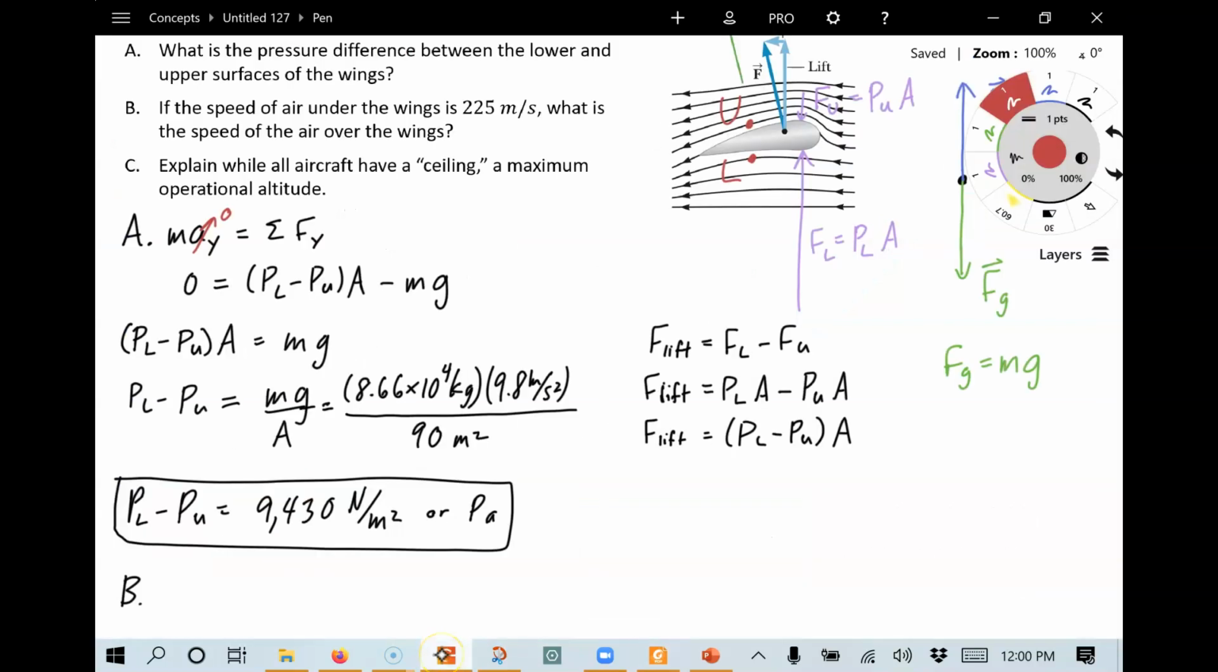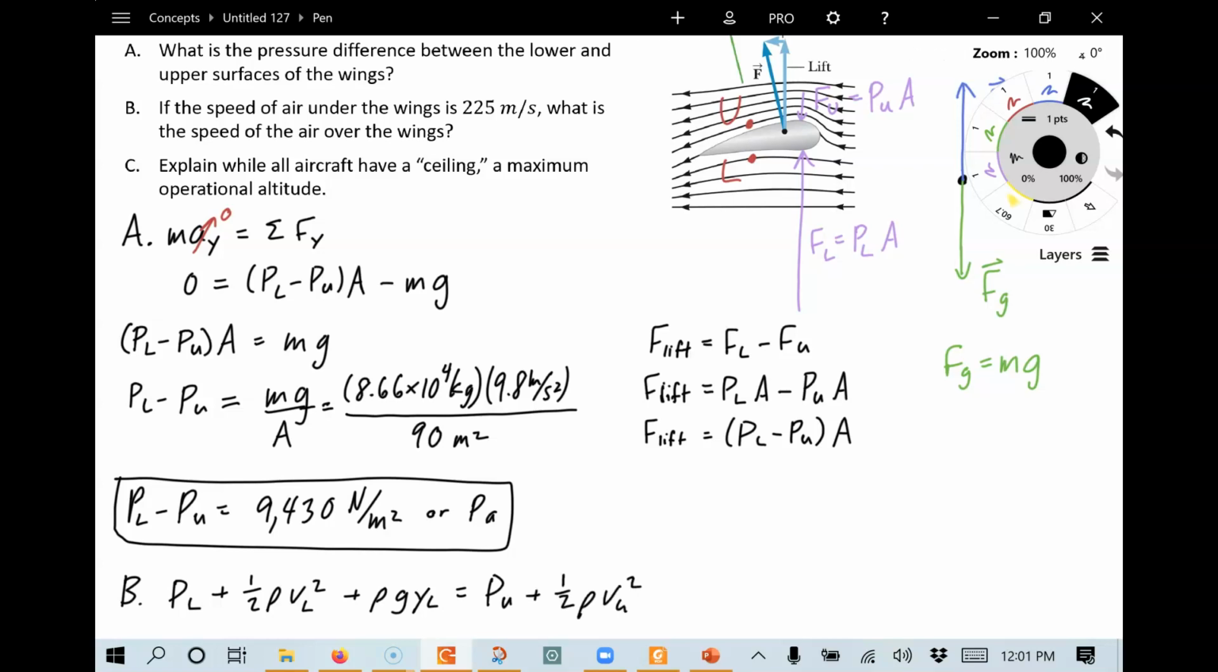So let's write this down for our problem. We've got P lower plus 1/2 rho VL squared plus rho g YL is equal to, same stuff now for the upper, P upper plus 1/2 rho V upper squared plus rho g Y upper. And of course, as we said, we're ignoring any difference in height, so we can cancel those out.